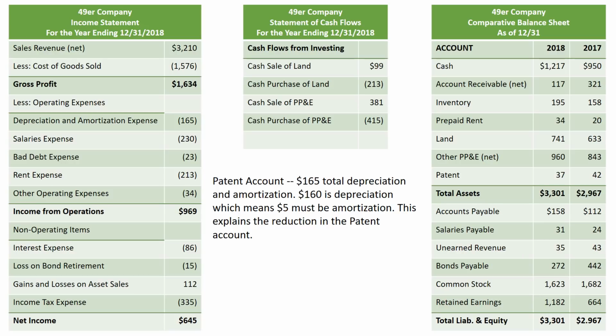And then finally we have to think about the patent account. And we can see that, again, we have to put together a bit of a puzzle. We can see that depreciation and amortization expense totaled $165. We were told that $160 of that was depreciation, which means $5 must have been amortization. And you just have to remember that amortization goes as a direct decrease to the patent account. And so that $5 decrease from 42 down to 37 is entirely explained by amortization, meaning there was no sale and no purchase of patents.